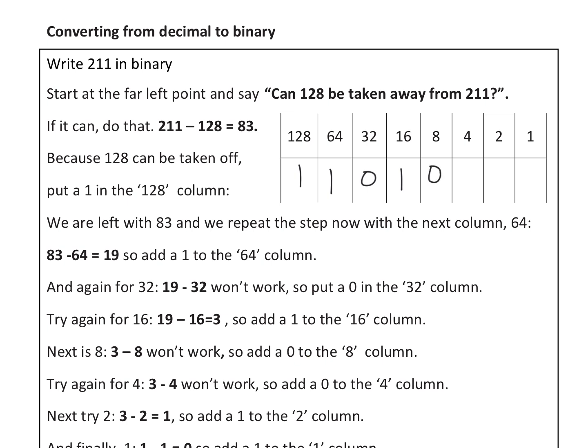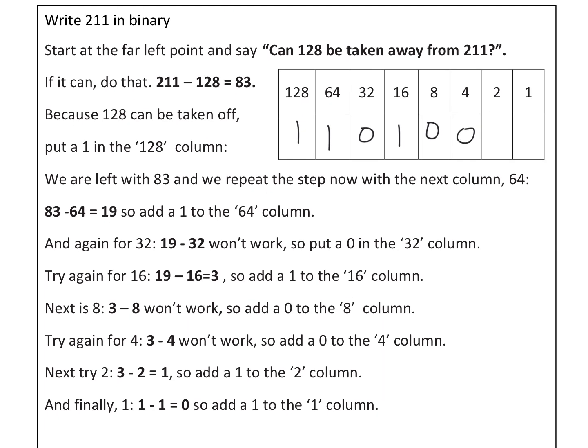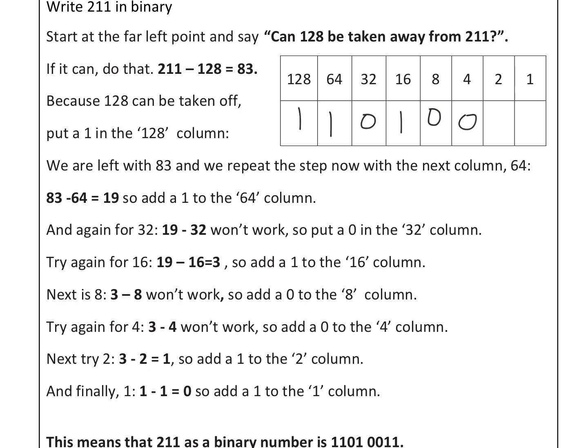We go to the next column, which is a 4. So can we take 4 from 3? No, it won't work. So we add a 0 in the 4 column. And next, we try the next column, which is 2. So can 2 be taken away from 3? And the answer is yes. So we add a 1 to say that we've taken 2. And then we're left with 1, still as a remainder.